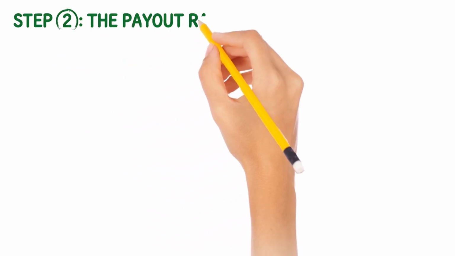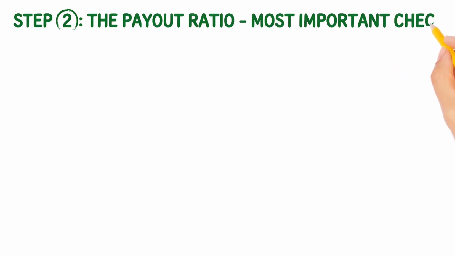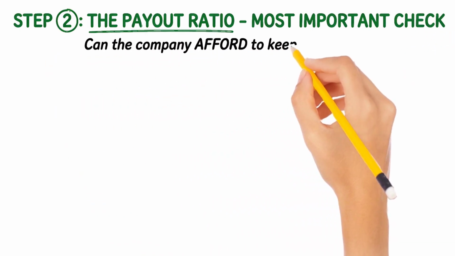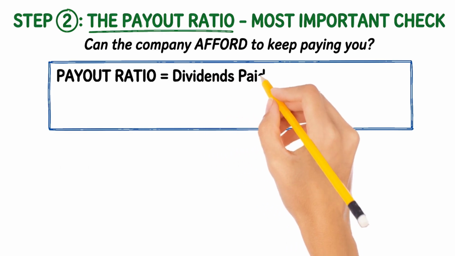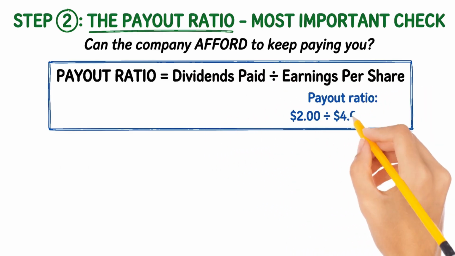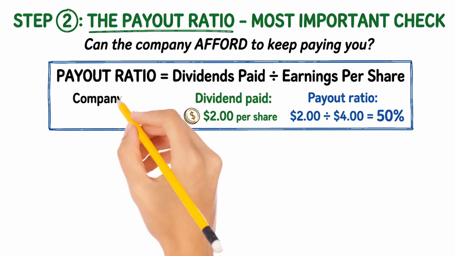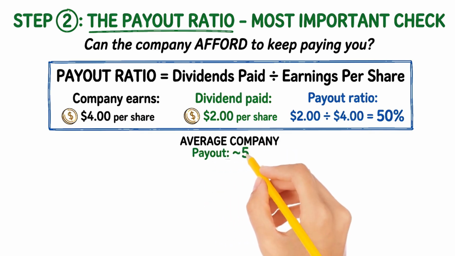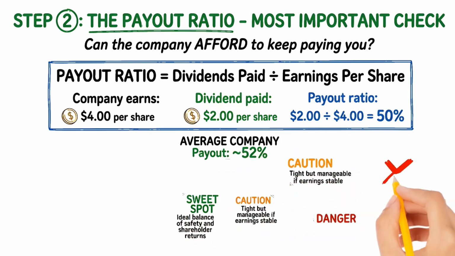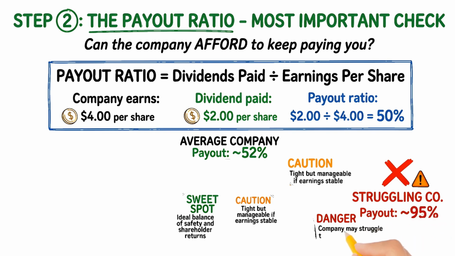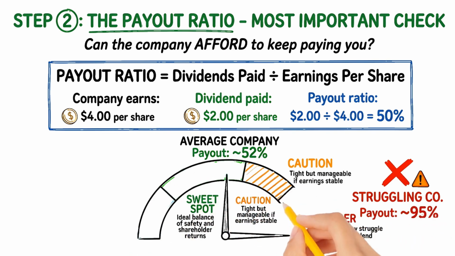Step 2 is the most important check in dividend analysis, the payout ratio. This single number tells you whether the company can actually afford to keep paying you. The formula is simple. Dividends paid divided by earnings per share. If a company earns $4 per share and pays $2 in dividends, the payout ratio is 50%. That means for every dollar earned, 50 cents goes to shareholders.